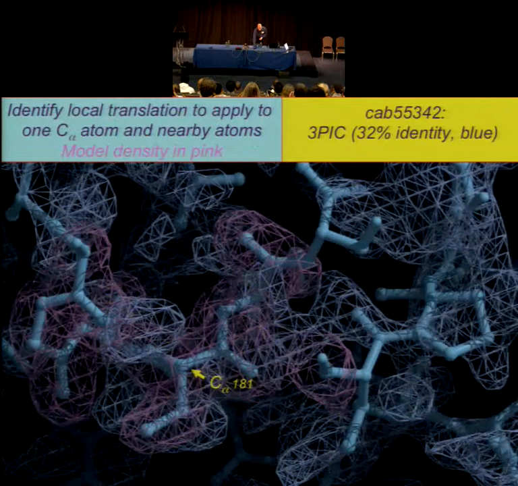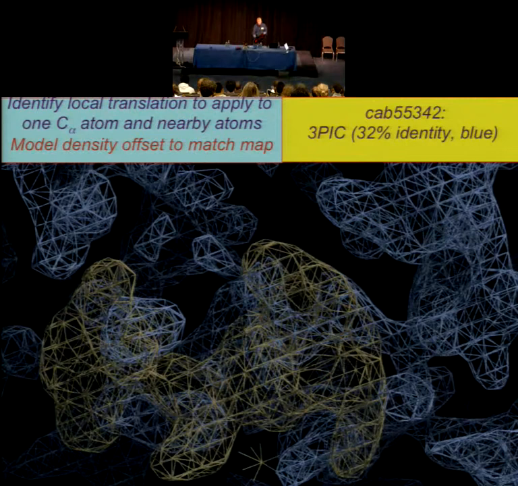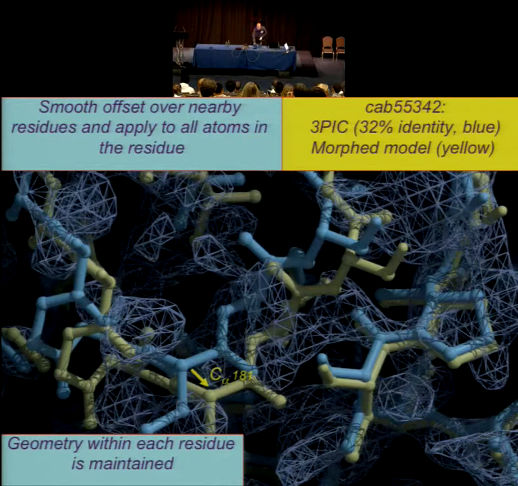And as you can see, it's a shift in the right direction for this particular C alpha. So we just looked at that one C alpha, what's around it, and asked where to move. Actually, in this particular case, we got the right answer. And we can apply that to all the C alpha atoms, smooth them, and apply that shift. And here's what we get. So we moved the whole thing very much in the correct direction where we want it to go.